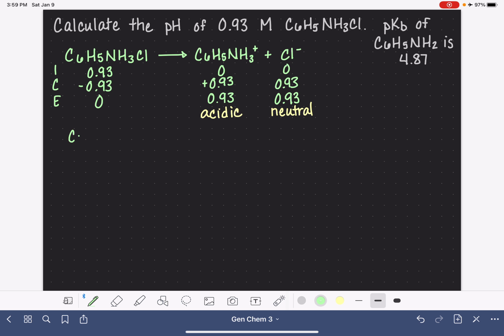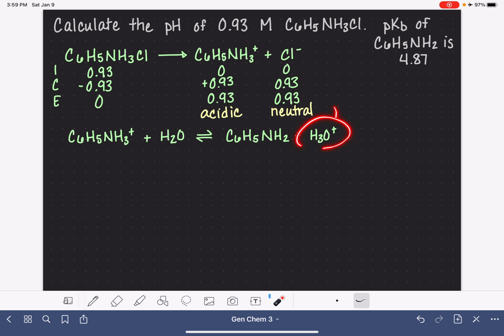Next job is to take that C6H5NH3 plus and write a balanced equation with it reacting with water as a weak acid. Acid because it's acidic. As an acid, that means that it is going to be losing one of its many hydrogens. I'm going to take it from the end of the molecule. So it's going to be C6H5NH2 plus H3O plus. The H3O plus concentration is what will dictate the pH of the solution.